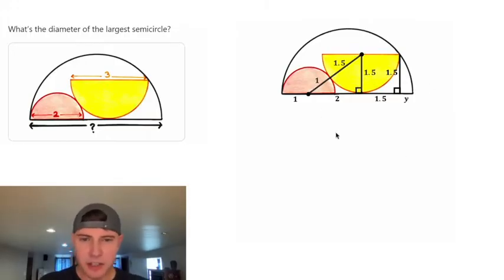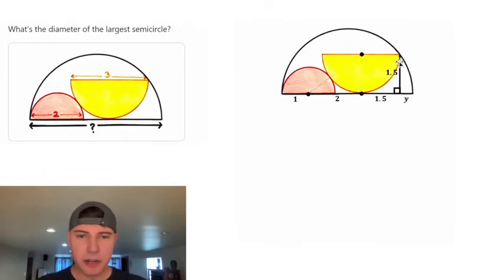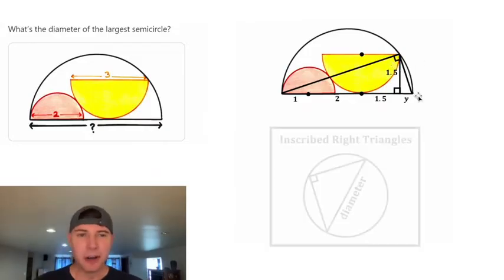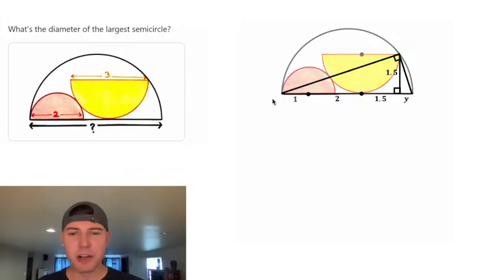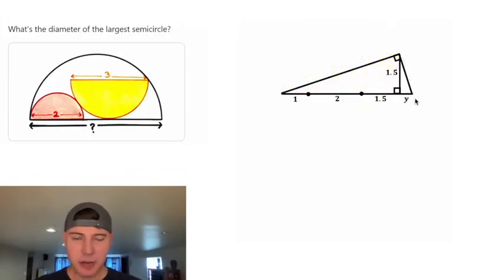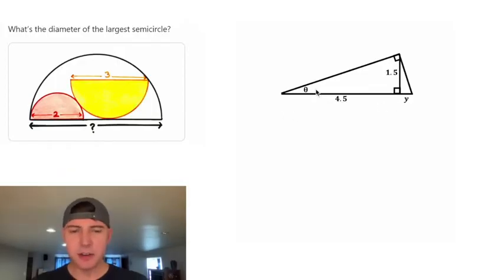I don't think we're going to need this triangle anymore. From this point right here, let's connect it to here, and let's connect it to here. This larger angle we just created will be a right angle. And we know it's a right angle because the legs are on the diameter, and an inscribed angle with the legs on the diameter is always a right angle. Next, let's focus on this giant triangle we just created. This piece right here is made up of the 1, the 2, and the 1.5. The sum of these will be 4.5. And then let's call this angle theta. We know this angle up here will also be theta.